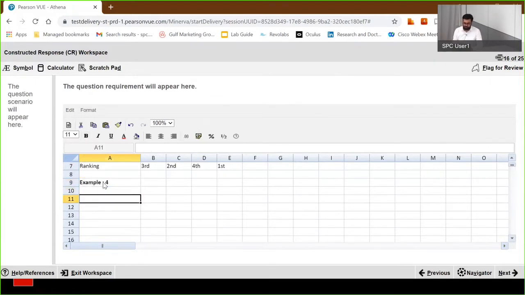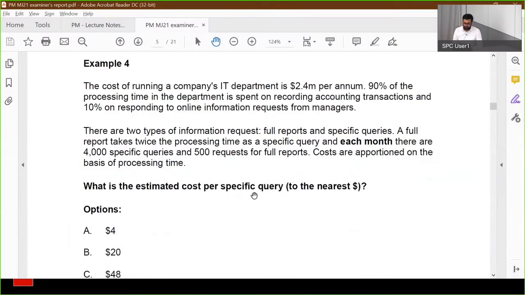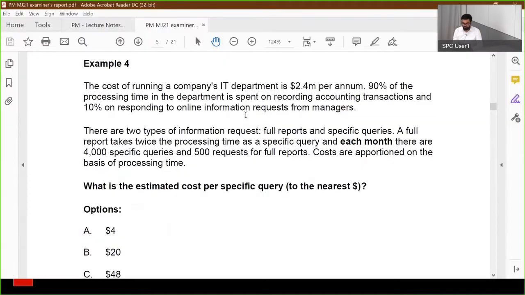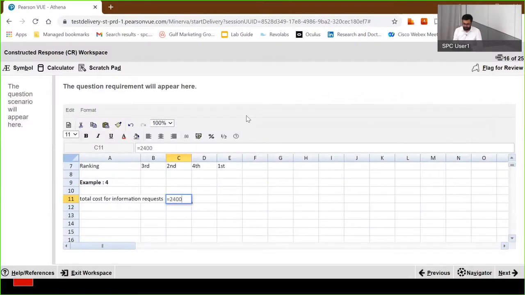First of all, because we need to calculate cost per specific query, and a specific query falls under the information requests from managers, first calculate the total cost that relates to information requests of managers. Total cost for information requests is equal to 2.4 million times, because the allocated time is only 10%, multiply by 10%. This gives you 240,000.